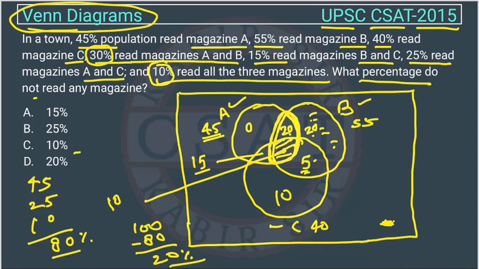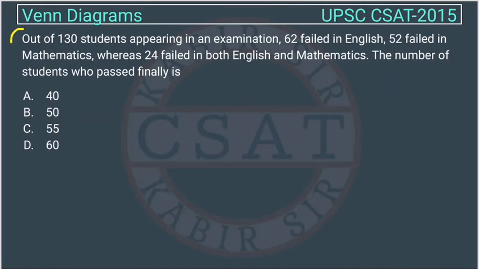So the answer will be option D. So this is the answer. This is a question of reasoning asked from chapter Venn diagram, asked by UPSC in CSAT paper of 2015.